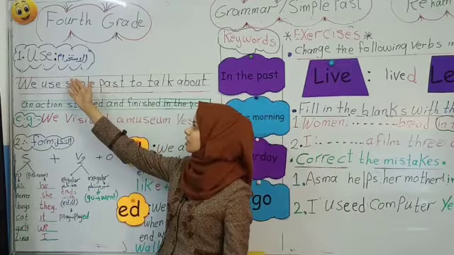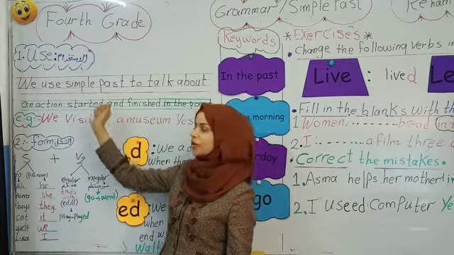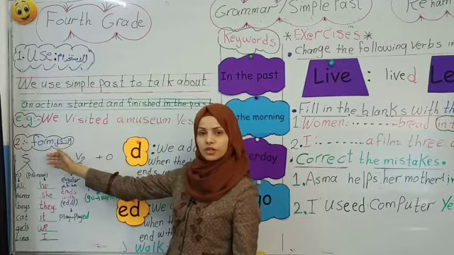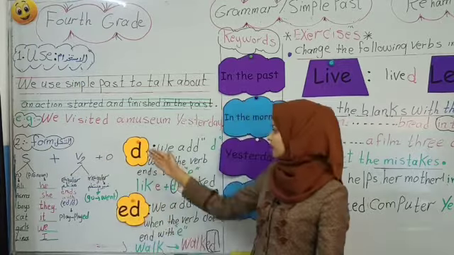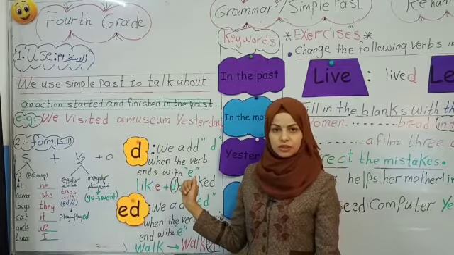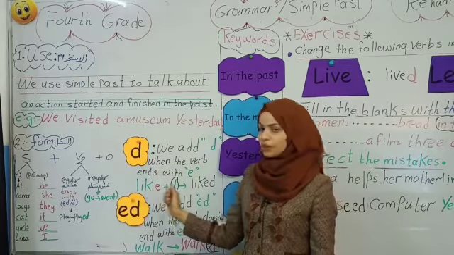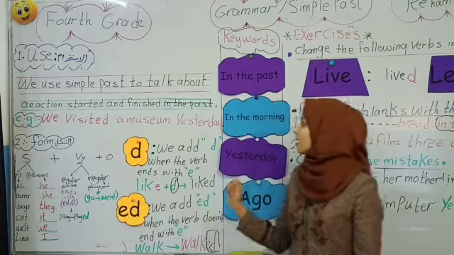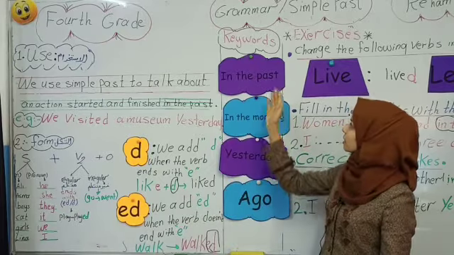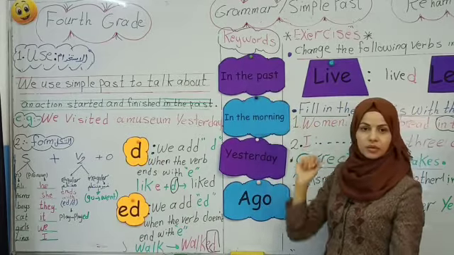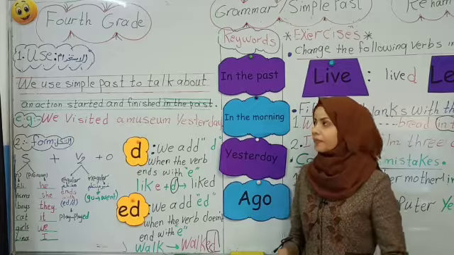First thing is the use, استخدام القاعدة. The form, شكل القاعدة. D and ED adding rules, قواعد إضافة D وال ED للأفعال الماضية. And the last thing, keywords, الكلمات المفتاحية للقاعدة.